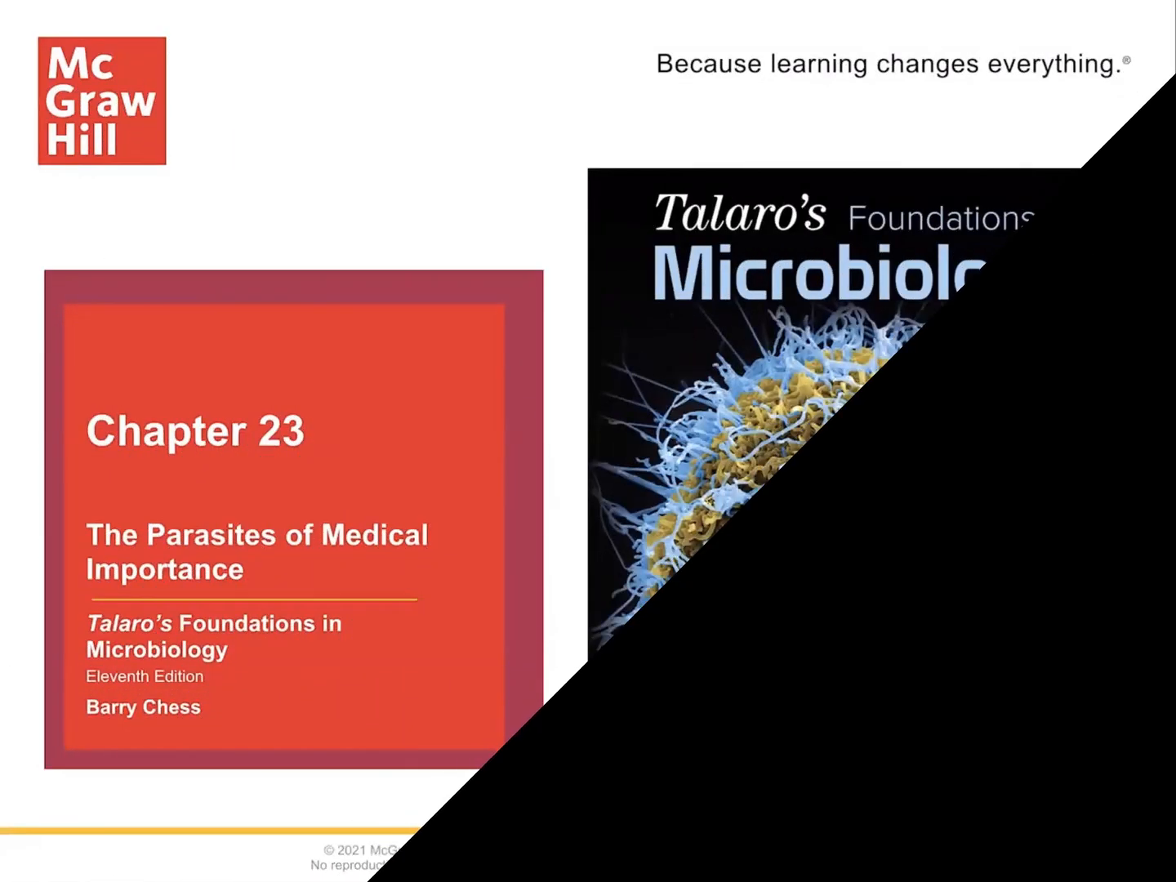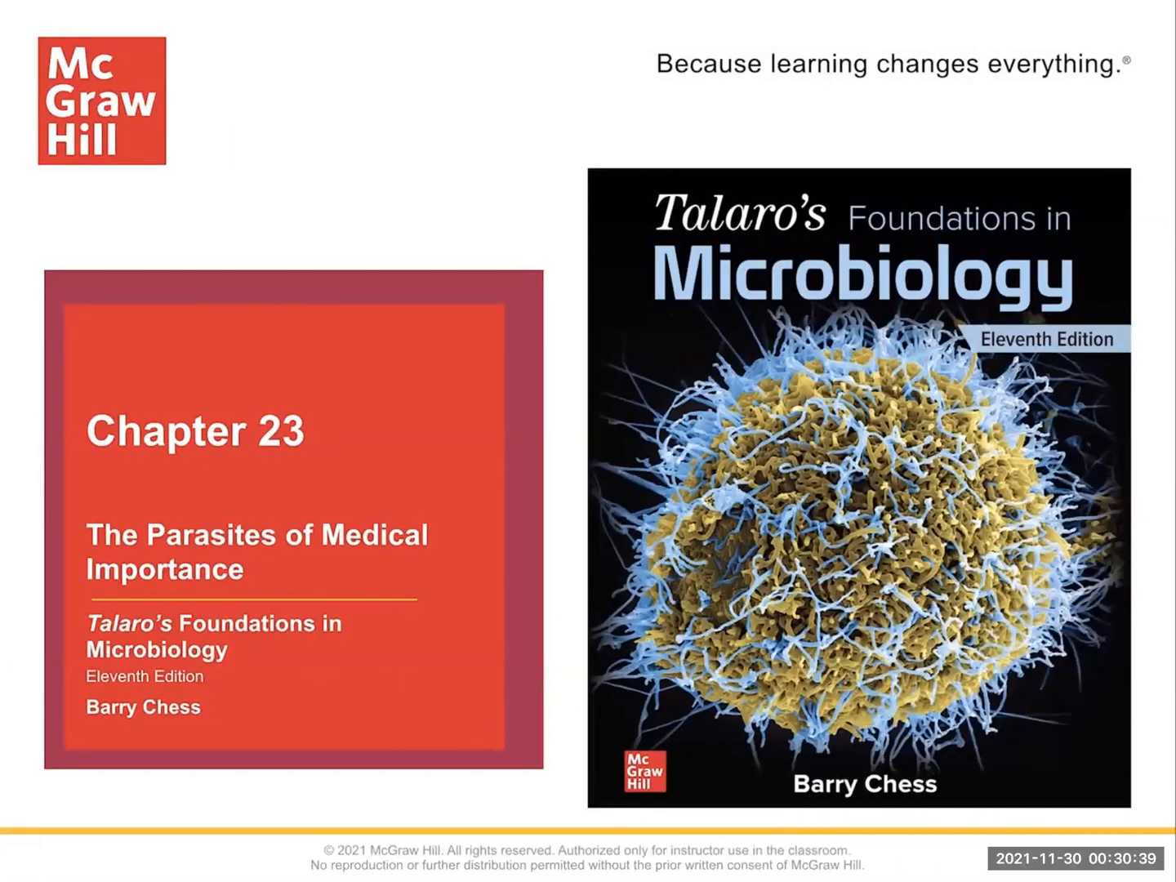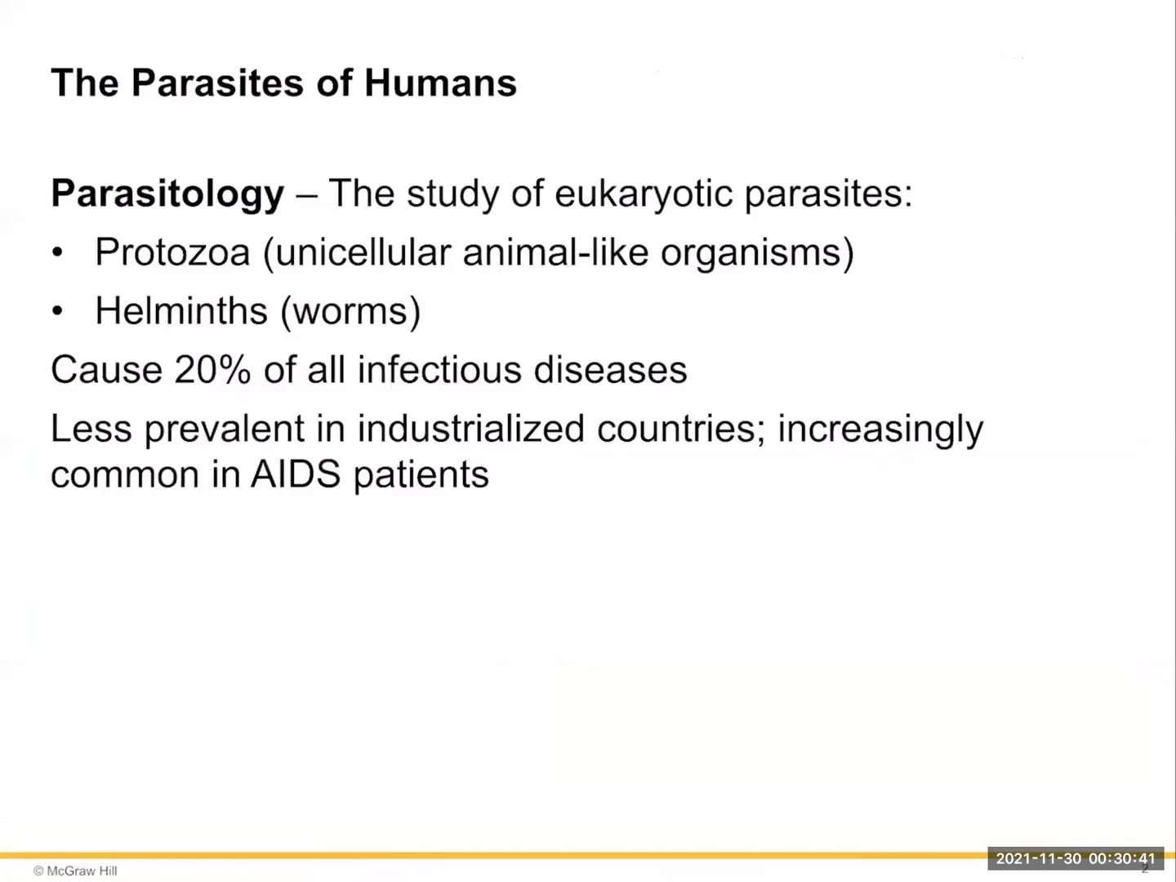Chapter 23, the parasites of medical importance. Parasites of humans. Parasitology is the study of eukaryotic parasites. You have protozoa, which are unicellular animal-like organisms, and you have helminths. Those are your worms.